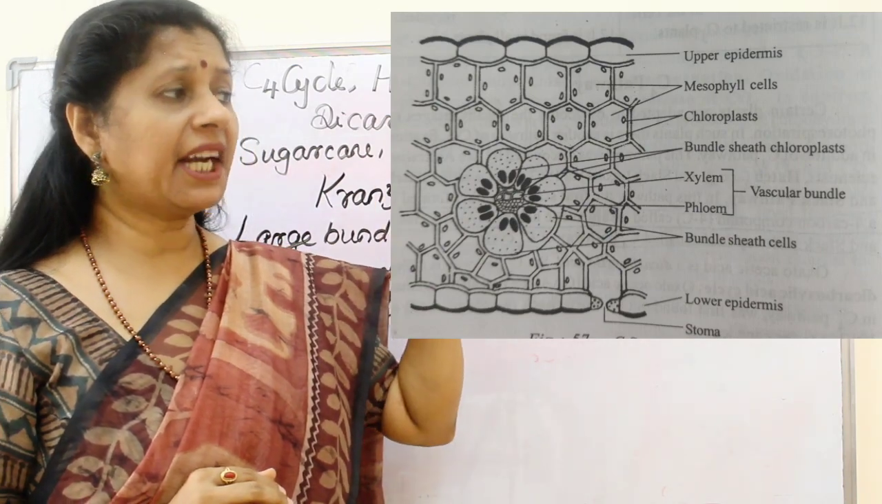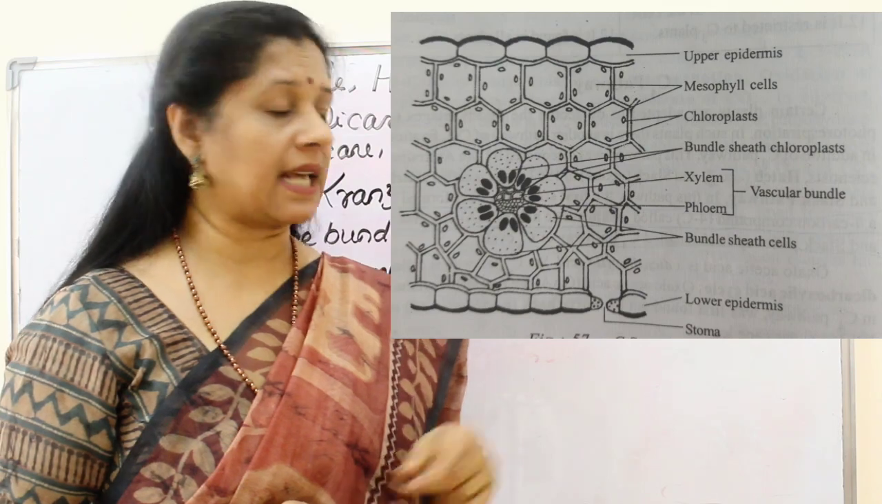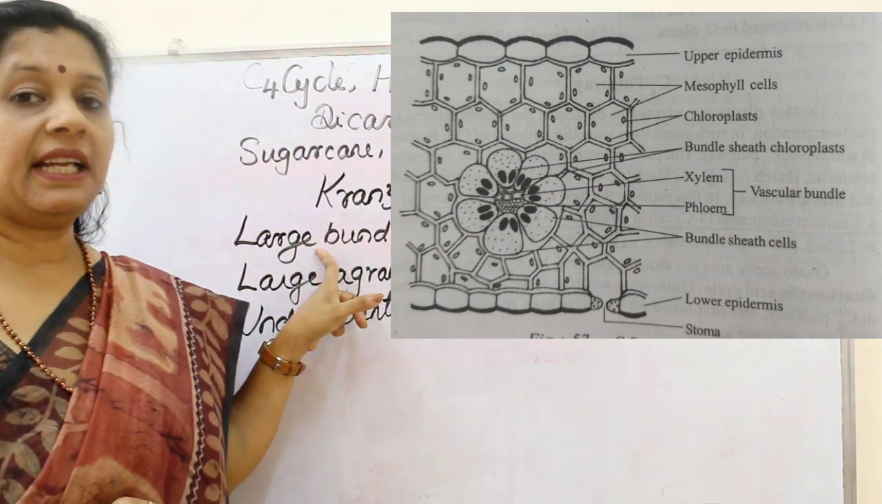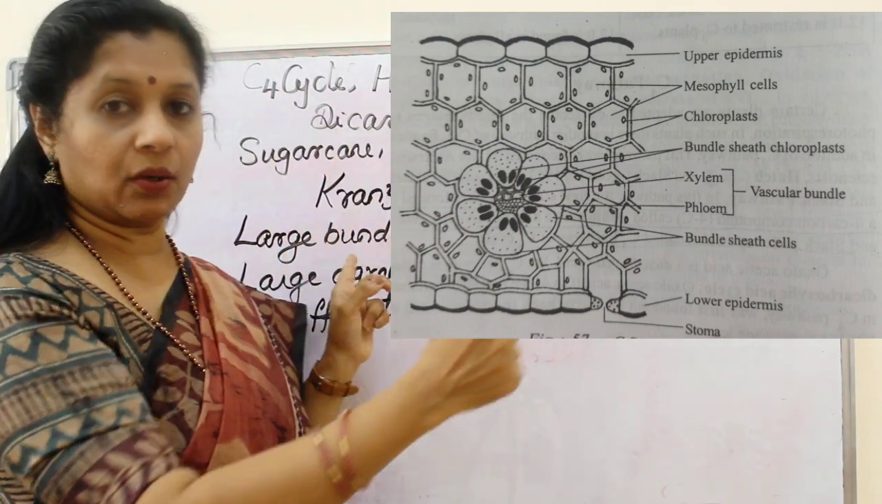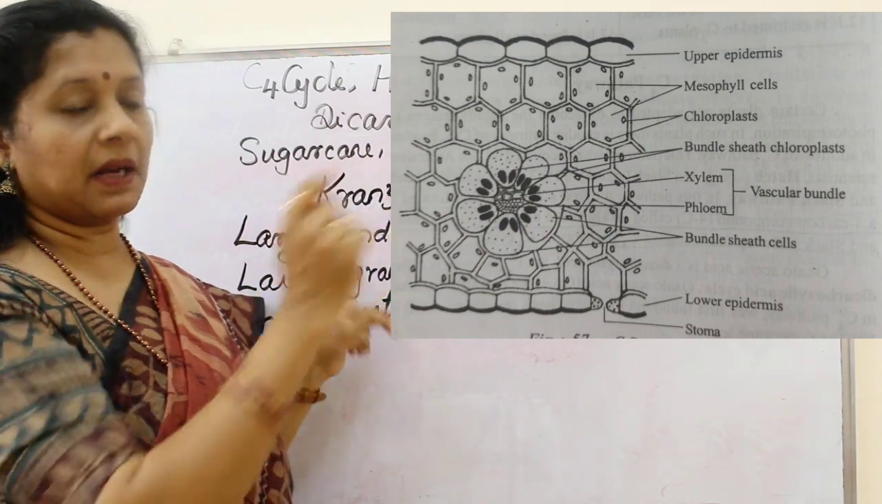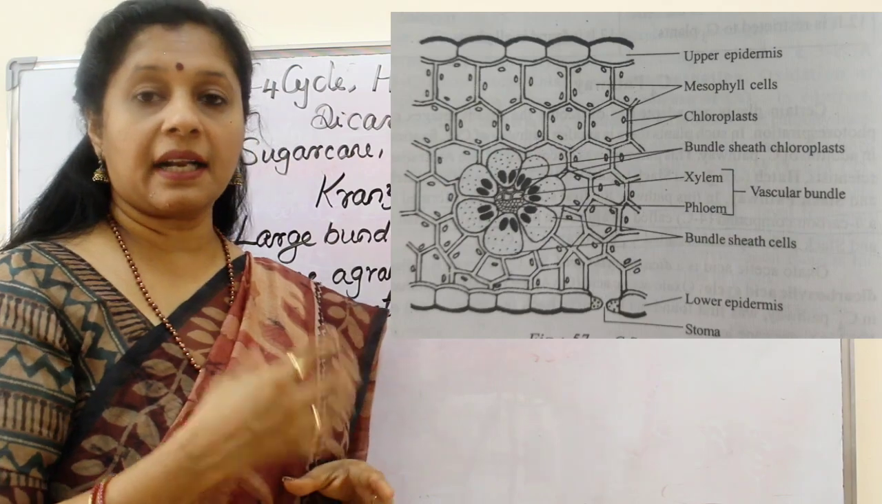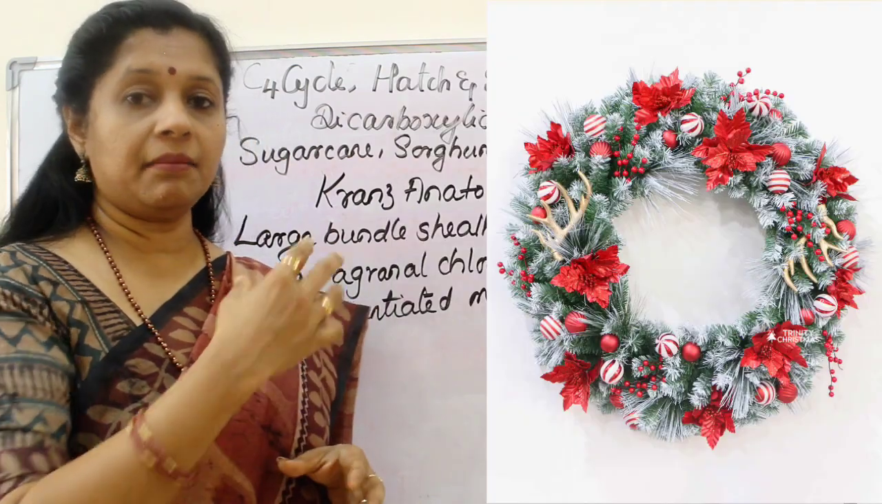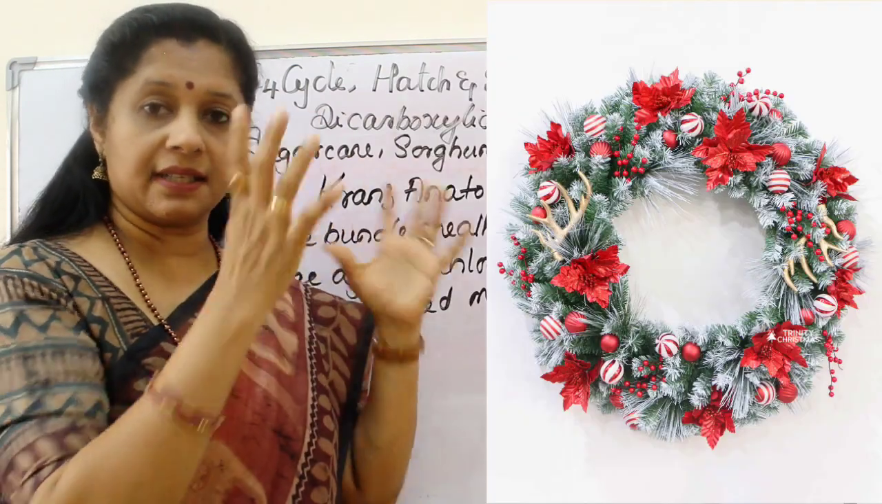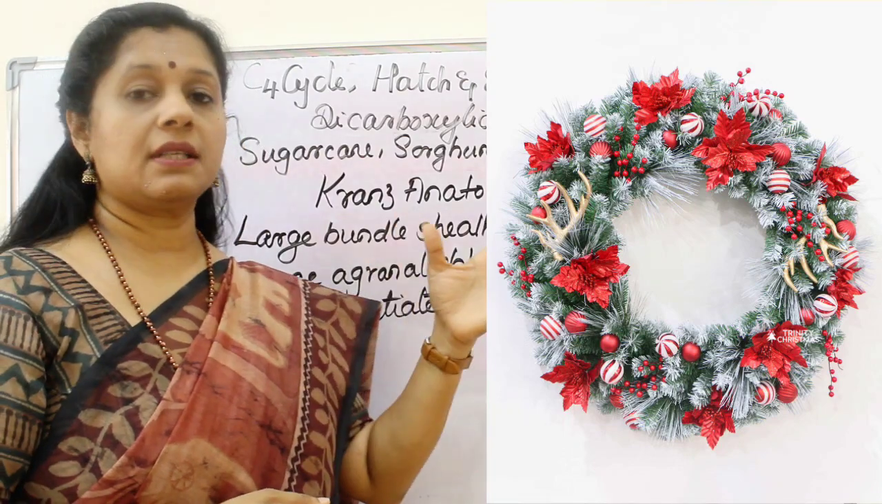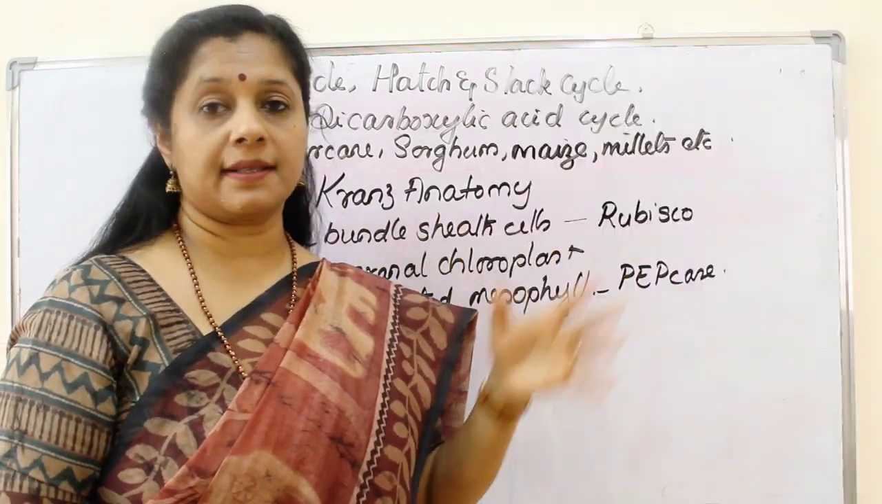Second, around the vascular bundles you can see bundle sheath cells. Those bundle sheath cells are very large and arranged in a circular manner with large chloroplasts in them. So this gives the appearance of a wreath. Kranz in Latin means wreath. Wreath means, you know, that floral decoration in a circular manner. That's why it is called Kranz anatomy.